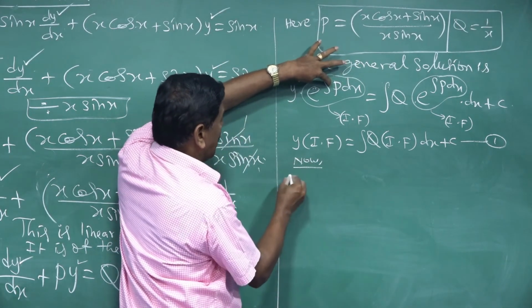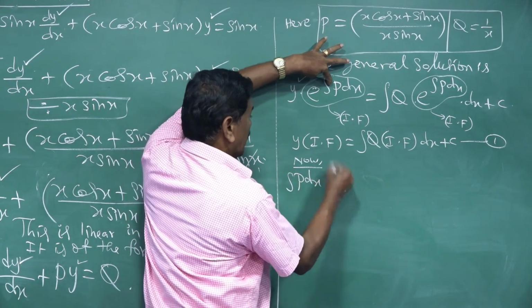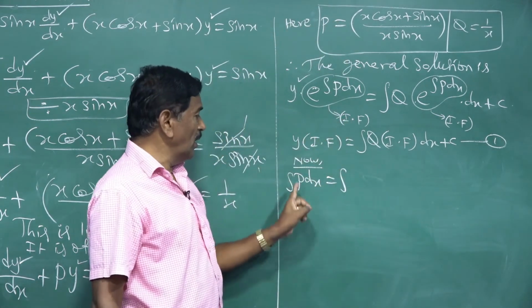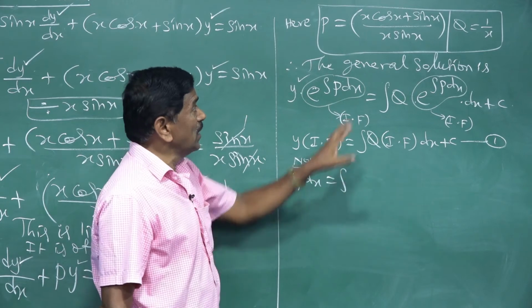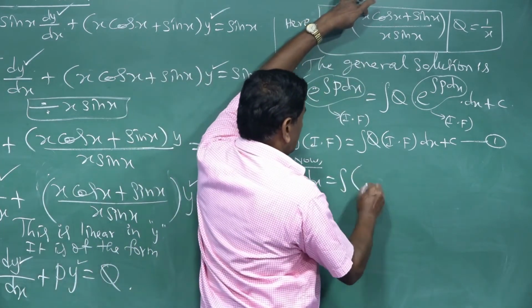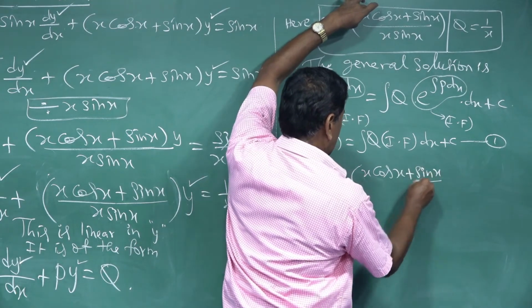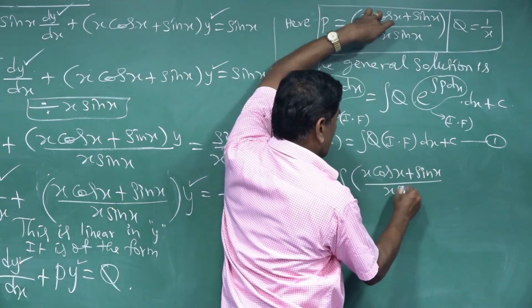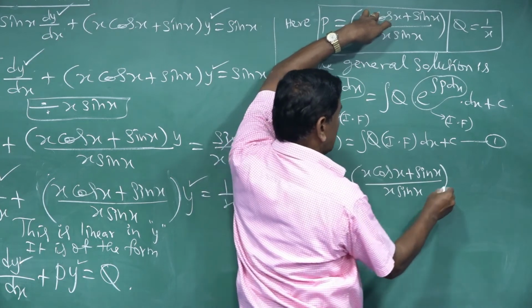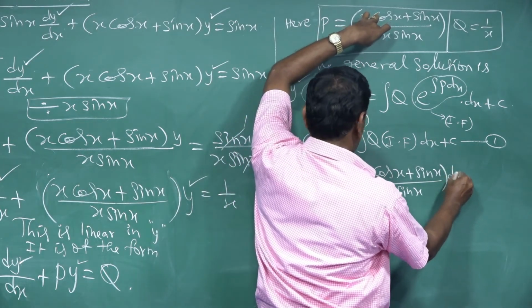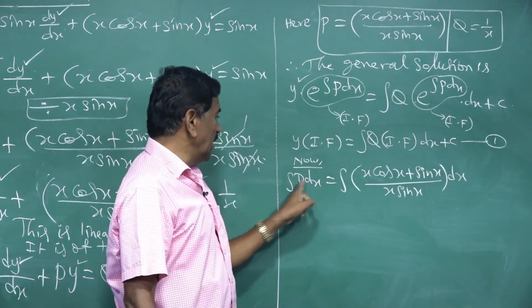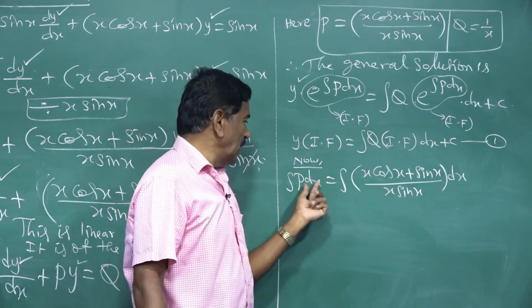Now, integral P dx. What is capital P? Capital P is equal to (x cos x plus sin x) divided by (x into sin x), in brackets, into dx. Already dx is available. So the integral where P is equal to the bracket term into dx.